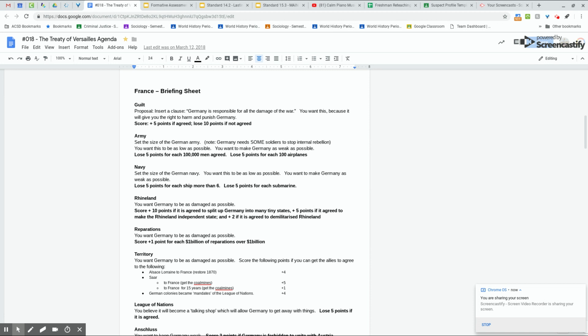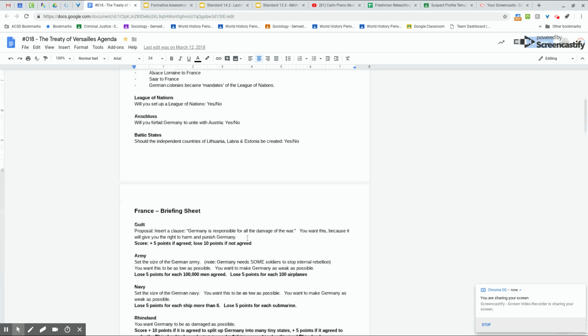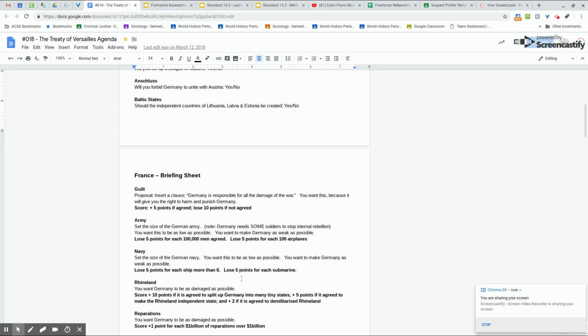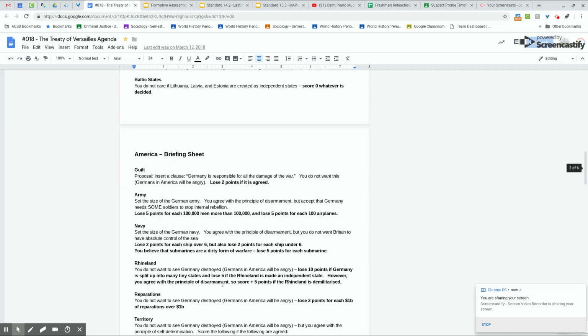So what I usually do is I print each of the countries on different colors. And so on one side will be the agenda. On the back side would be the briefing sheet for the people who are representing France. Maybe I'll print that on blue. And then on yellow, the front would be the agenda, and the back side would be America.